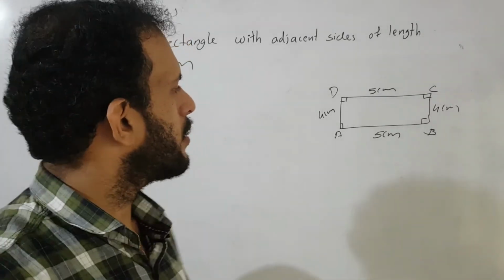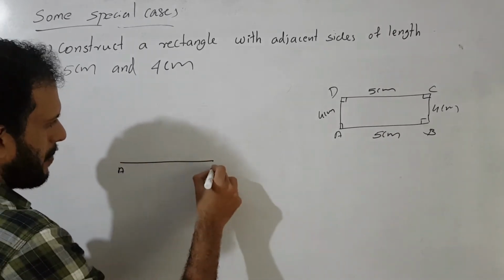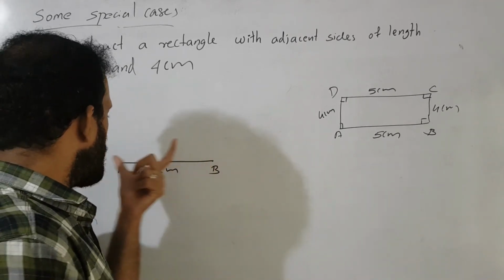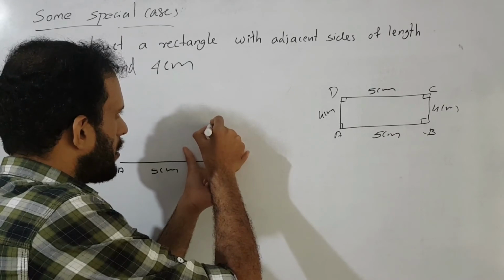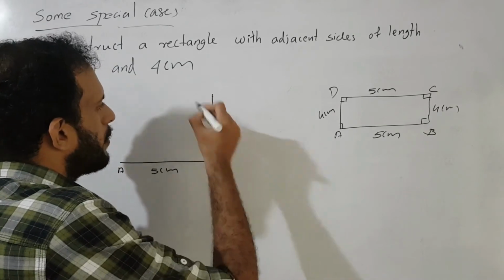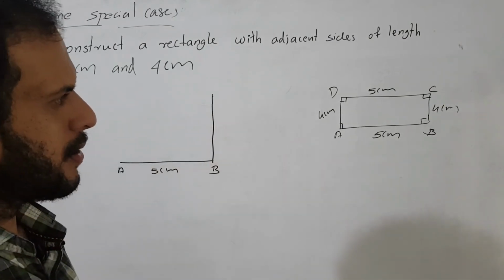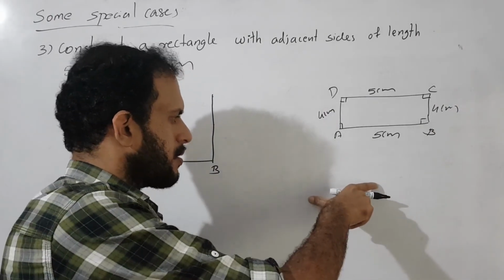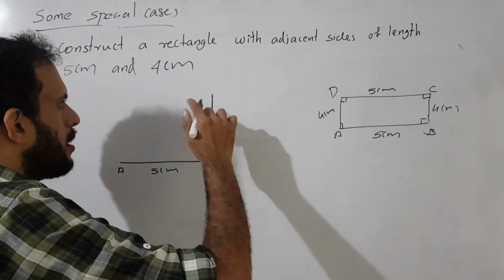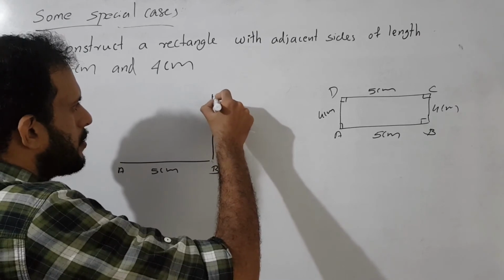First we construct AB with 5 cm. Then we draw a 5 cm line. The name is AB. Then from A or B we make a 90 degree angle. Keep the protractor on B or A and we mark 90 degrees and we construct a line through that point. Then what is the measurement of BC? BC is equal to 4 cm. We take 4 cm on a compass and we keep the compass on B and we draw the arc. Okay, we draw the arc.